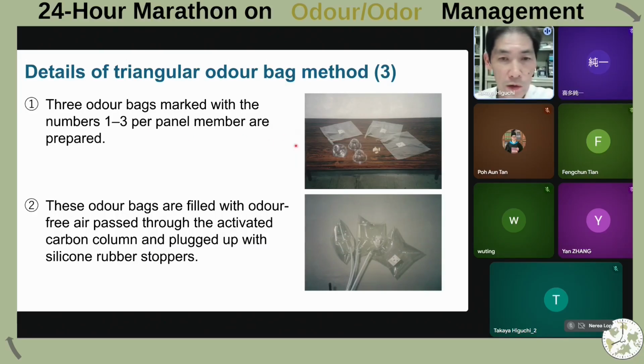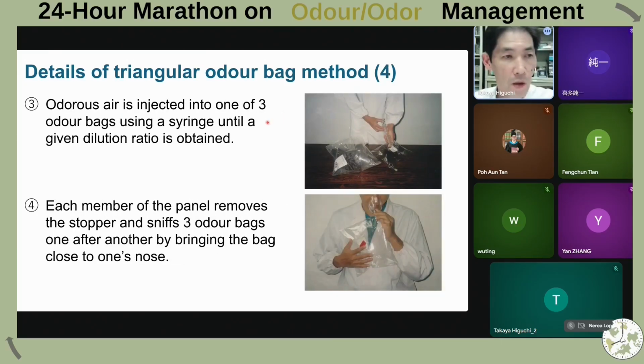And 3 odor bags, as we can see in this picture, 3 odor bags marked with the numbers 1, 2, 3, are prepared for a panel member. Then these odor bags are filled with odor-free air passed through the activated carbon column and plugged up with silicon stoppers. Then odorless air is injected into one of the 3 odor bags using a syringe until a given dilution ratio is obtained.